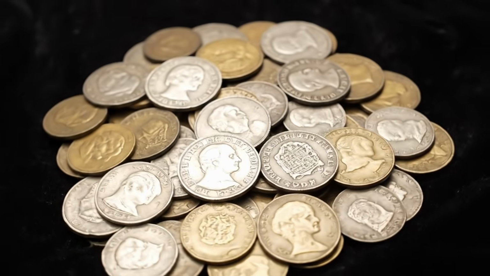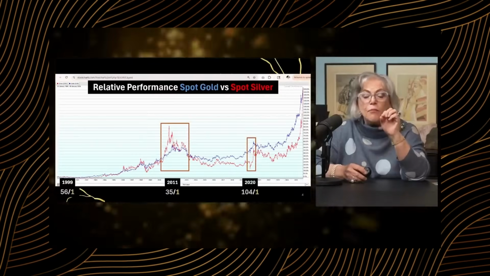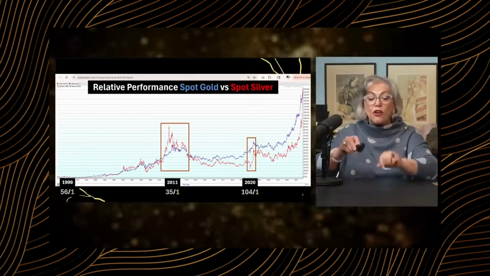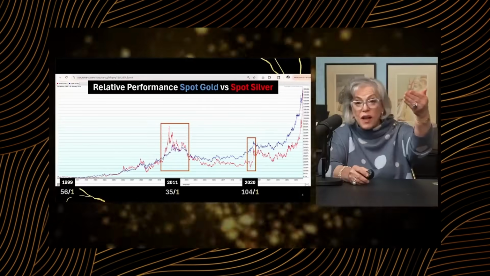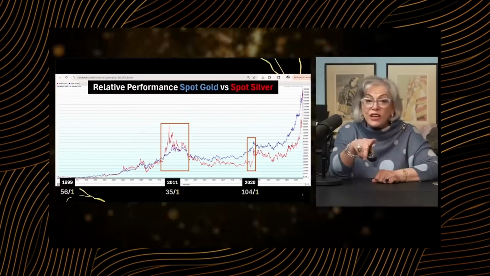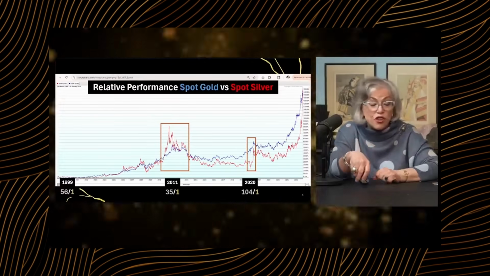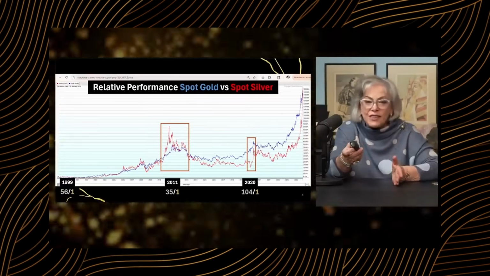Then you can see how the spot silver, that red line, moved up much more quickly. So there are definitely times when spot gold will move faster than spot silver, or spot silver will move faster than spot gold. And you can go on this relative performance chart. Anybody can. You can do this for free. So you don't even have to sign up for it.